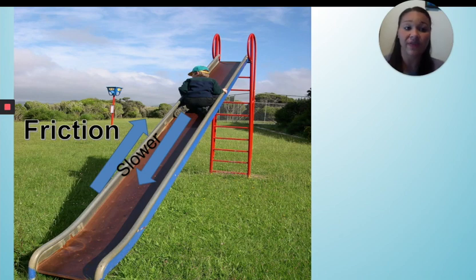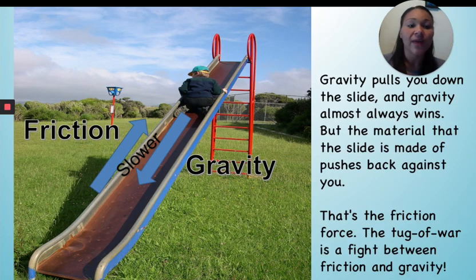There's another factor that plays in this, and it's gravity. Gravity pulls you down the slide, and the slide almost always wins. But the material that the slide is made of pushes back against you. That's the friction force. The tug of war is a fight between friction and gravity. Man, I wonder who's going to win.